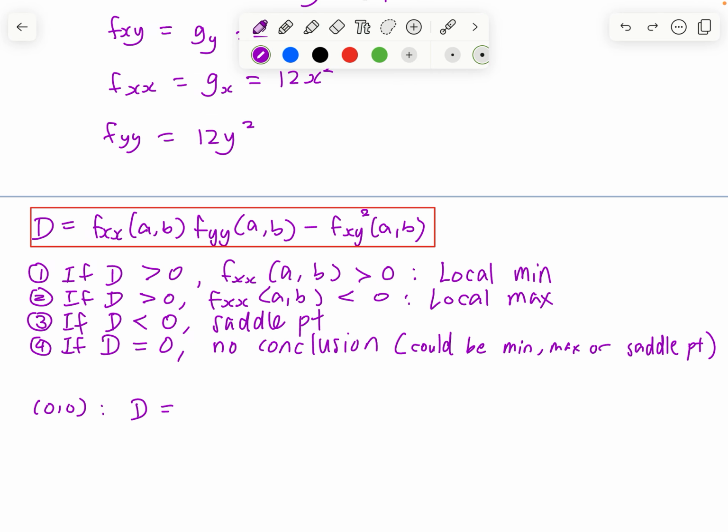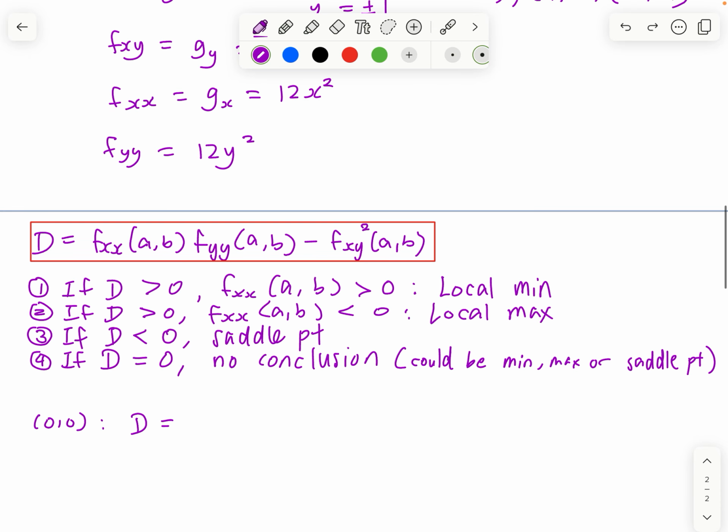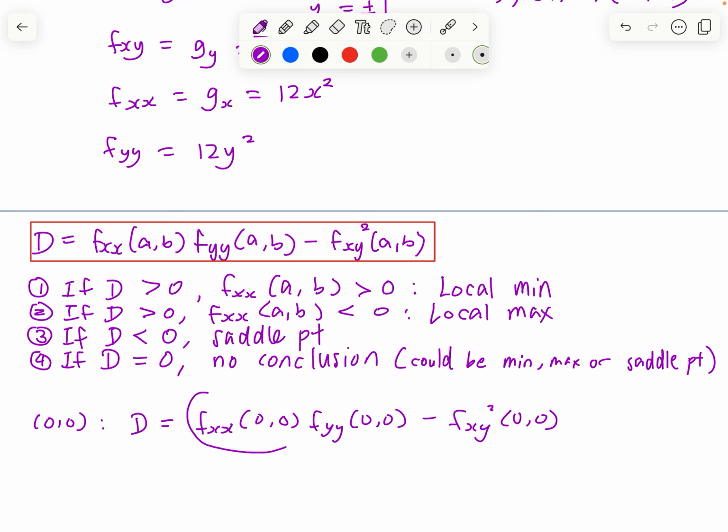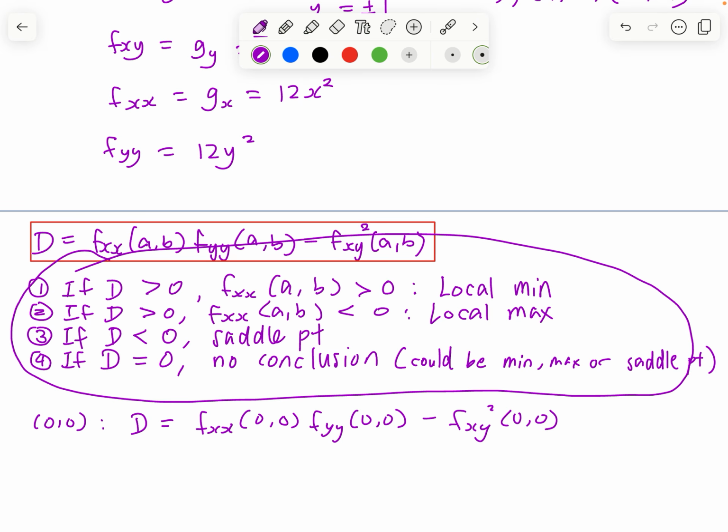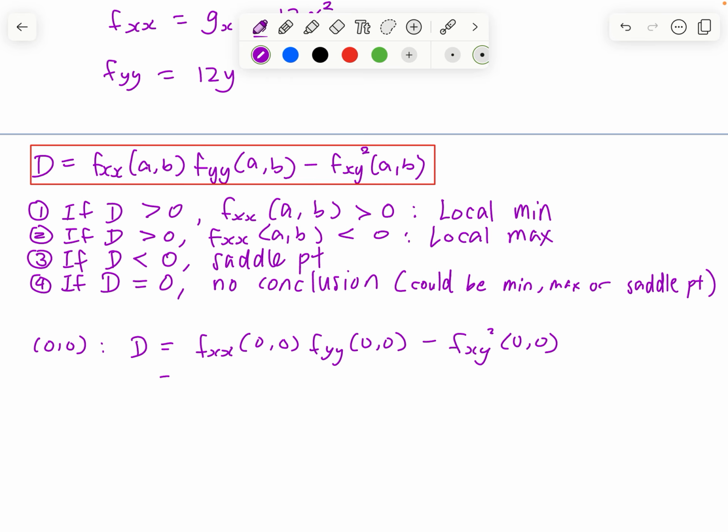Actually, for our first point, I'll just explain it by writing step by step. What we're trying to do is plug in the values 0, 0, and see if the whole thing is positive or negative, and specifically for fxx, we want to see if that is greater than 0 or less than 0. So we have all these different conclusions that we can make. But first of all, let's just break this down.